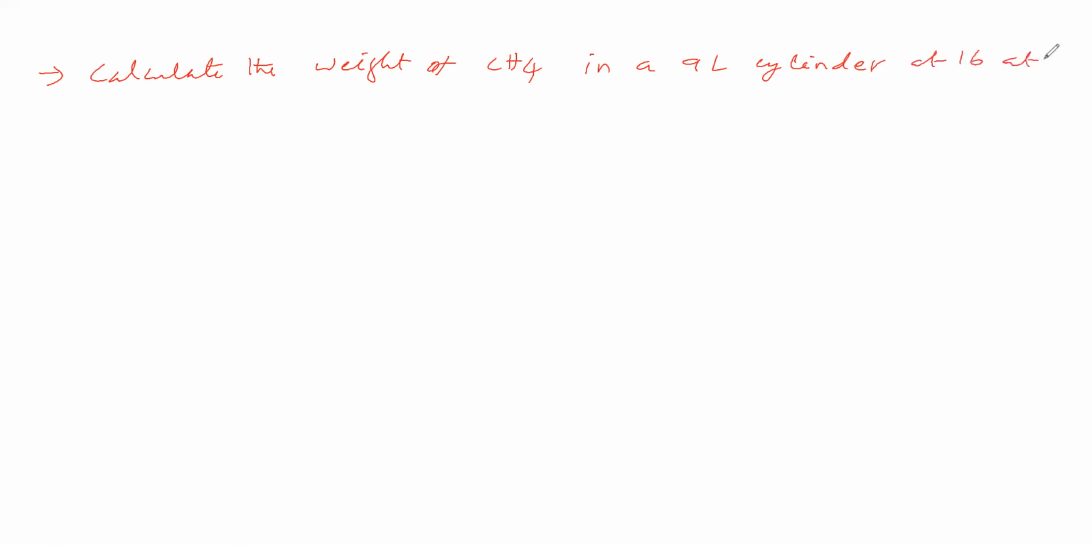Calculate the weight of methane, formula CH4, in a 9 liter cylinder at 16 atmosphere and 27 degrees Celsius. R is equal to 0.08 liter atmosphere per Kelvin per mole.